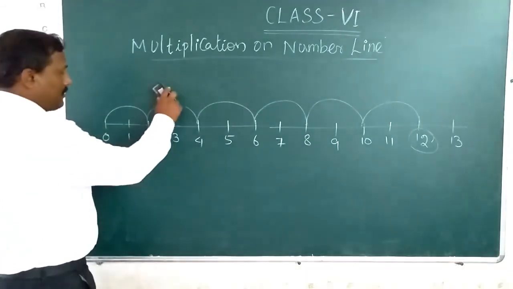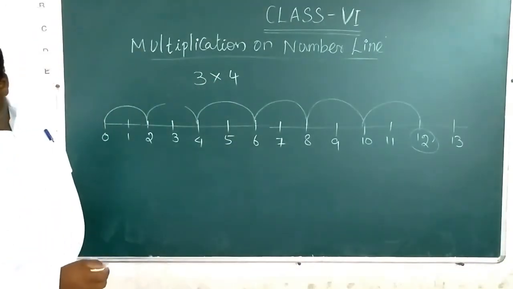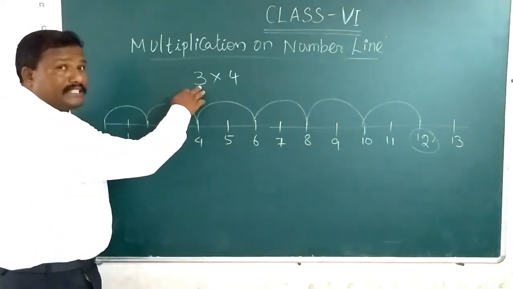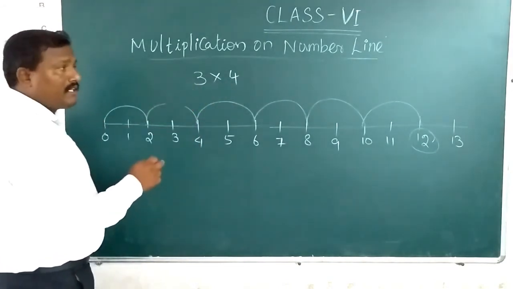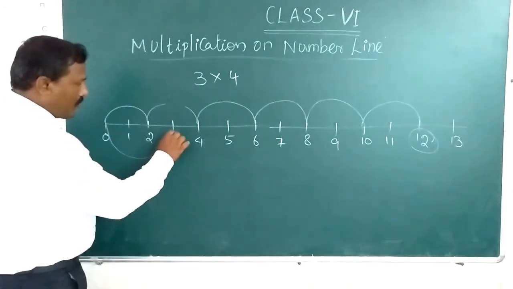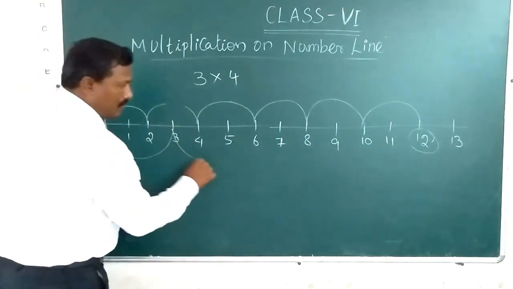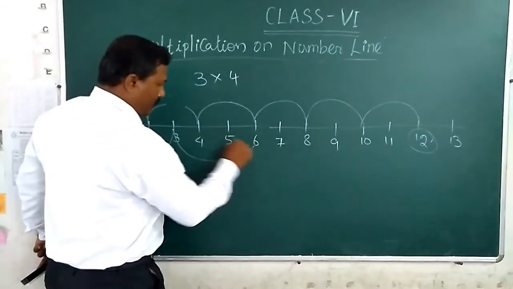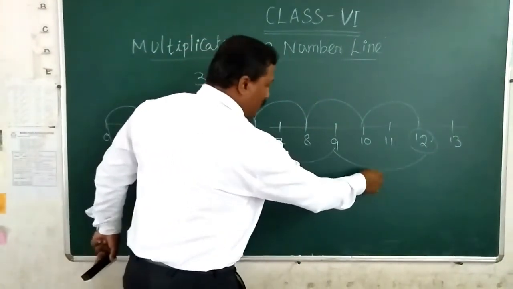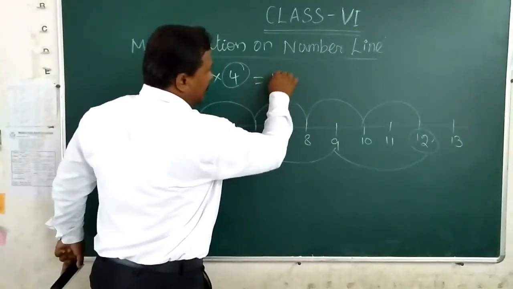Okay, now let me take another example. Now we jump 3 unit places, but we need to jump 4 times. Each jump is 3 unit places. Now I will put it downside. So 1, 2, 3. So 1 jump, 1, 2, 3, 3 unit places, 1 jump. So we have to jump like this 4 times. 1, 2, 3, 4. So 4 jumps of 3 unit places. So we get 12 as the answer.